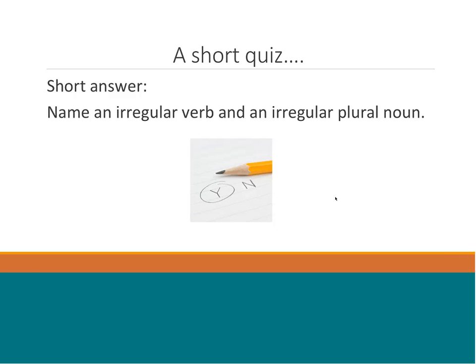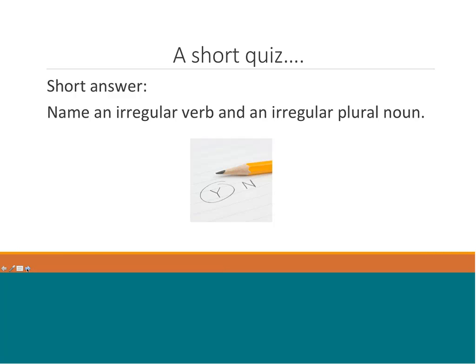Sorry, I can't see anybody else's responses. I'll do that. Oh, here we go. Cindy came up with SWAM for the irregular verb and spells. Oh, thank you, Janice. My think, sank, sunk. Good.